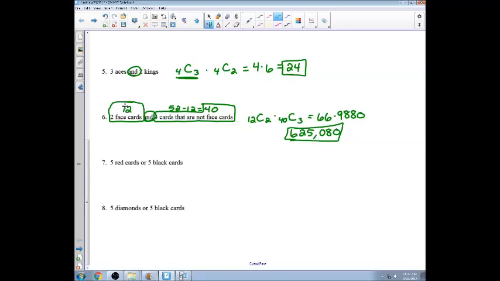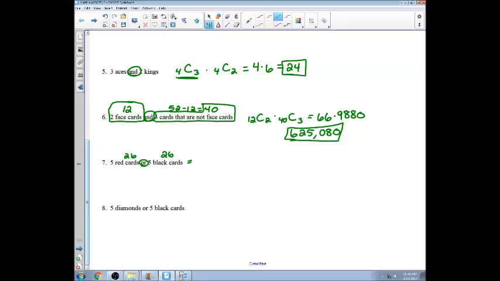Okay. Problem 7. Now we have red cards and black cards. We already talked about the fact that there's 26 black cards in a deck, which means there's also 26 red cards in a deck. Basically, anytime you see a color, take 52 and divide by 2. That'll tell you how many red cards are possible or black cards are possible. Here, there's a different scenario, though. I have the word or. Okay? So here we need to be a little bit careful.